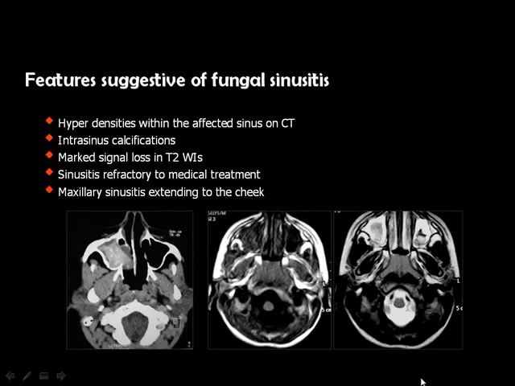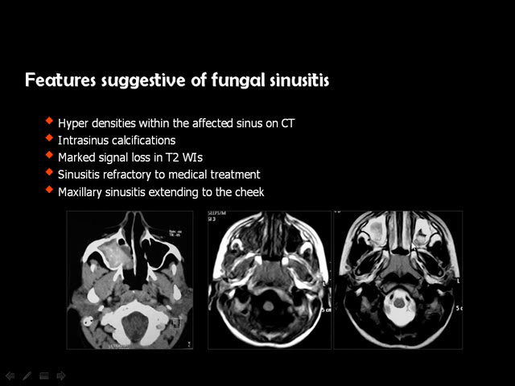Then these are the criteria which can help in the diagnosis of fungal sinusitis by imaging. Number one, the presence of hyperdensities within the affected sinus on CT scan. Number two, the presence of intrasinus calcification in the fungal ball. Number three, marked signal loss in T2 weighted images, that we mean by very black signal in the T2, like this appearance.